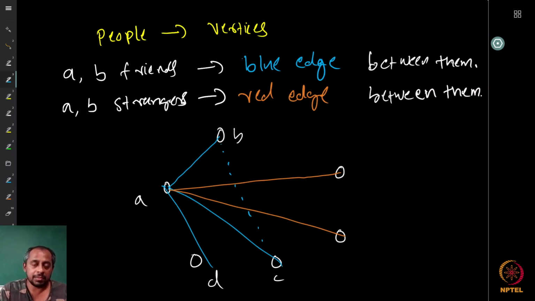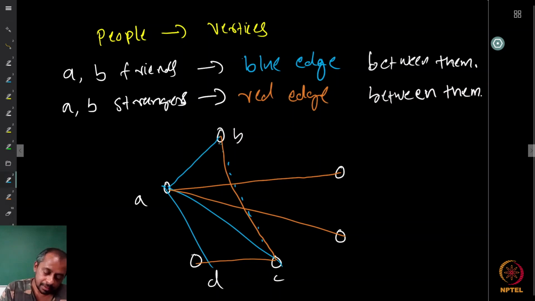So if there is a blue edge, then I am already done. Therefore I can assume that this is a red edge. Similarly, if between C and D there is a blue edge, then also I am done because I get a blue triangle. So this must be red. Between B and D, if it is blue, again I get a blue triangle, so it must be red. But then I get a red triangle between B, C and D. So if I don't have a blue triangle, I have a red triangle.